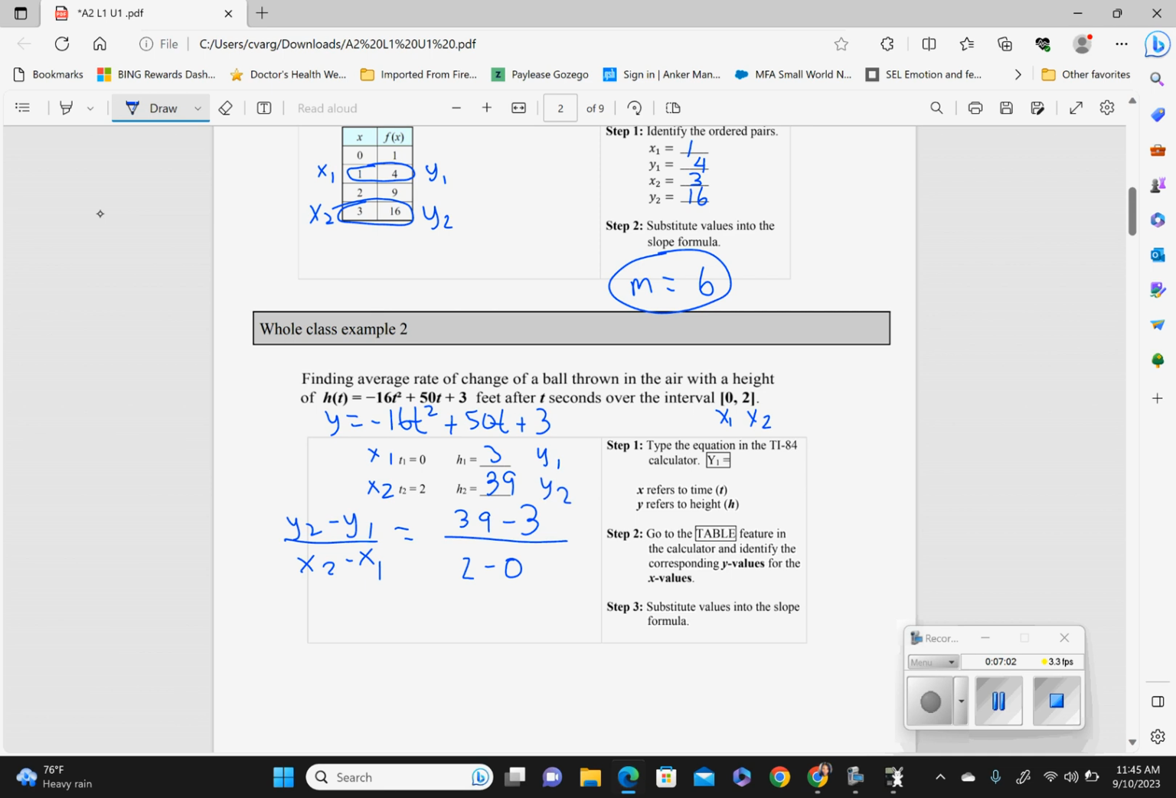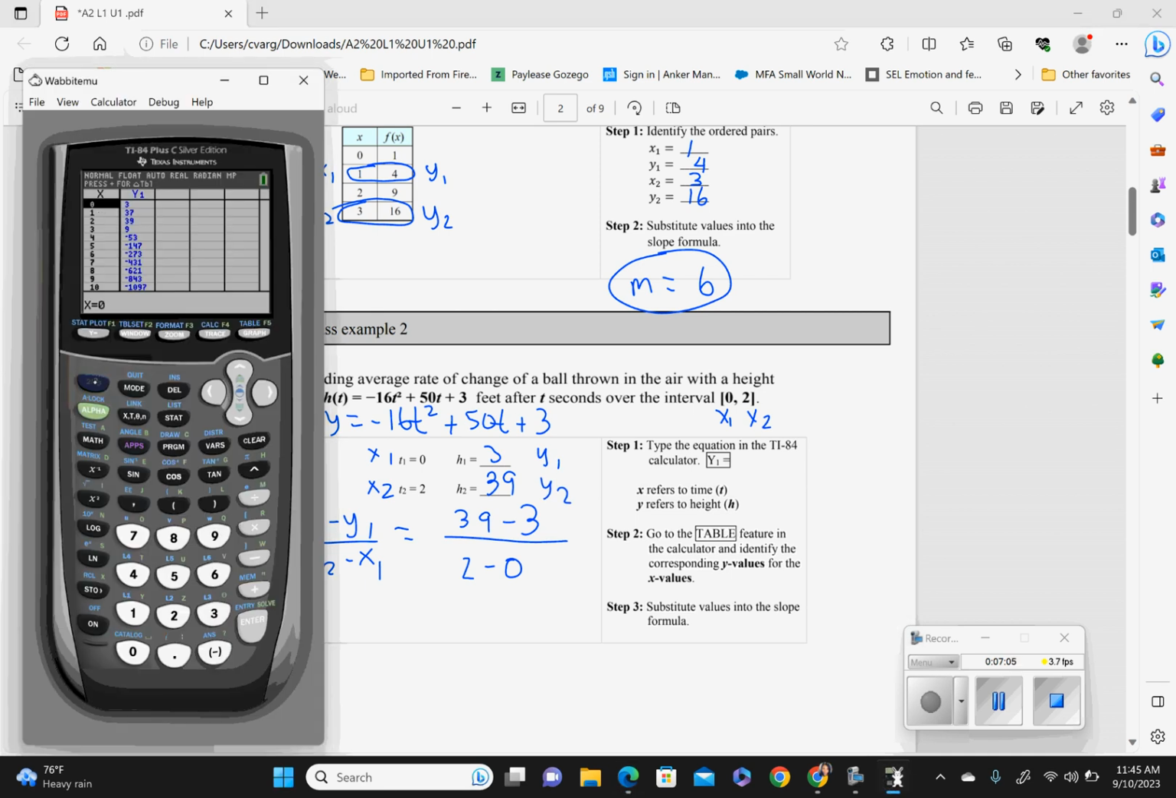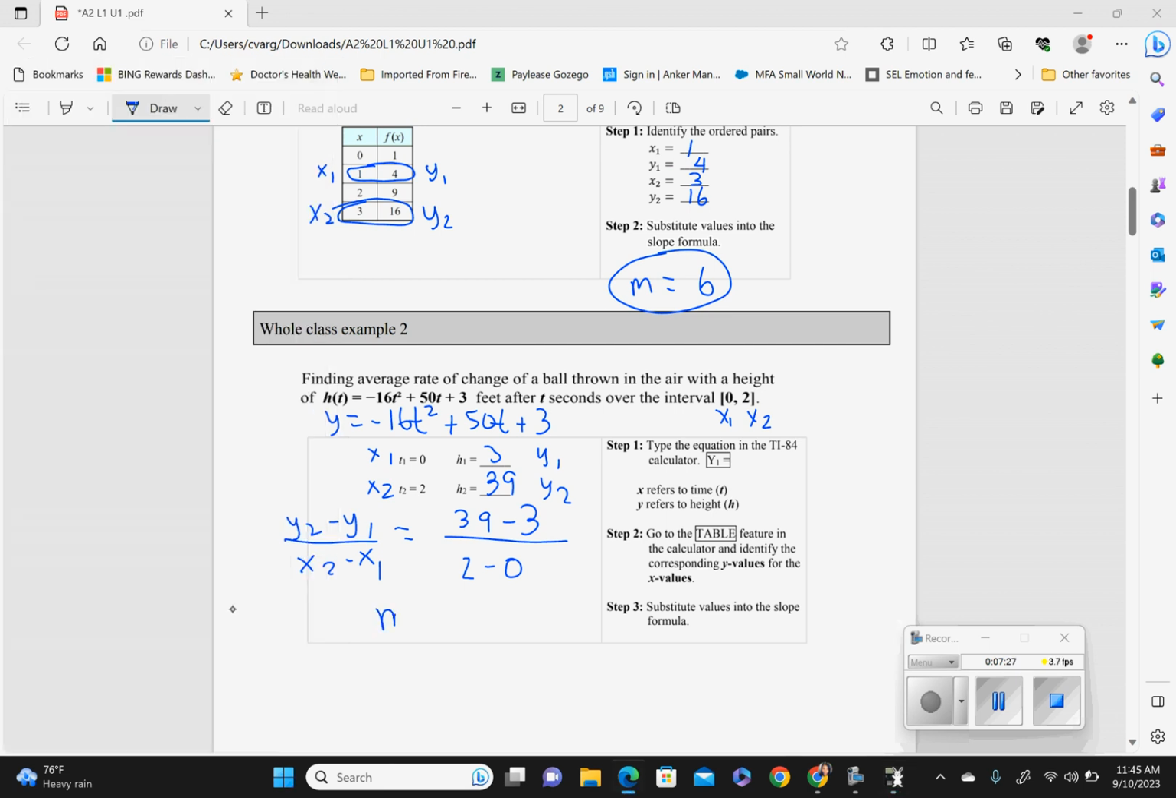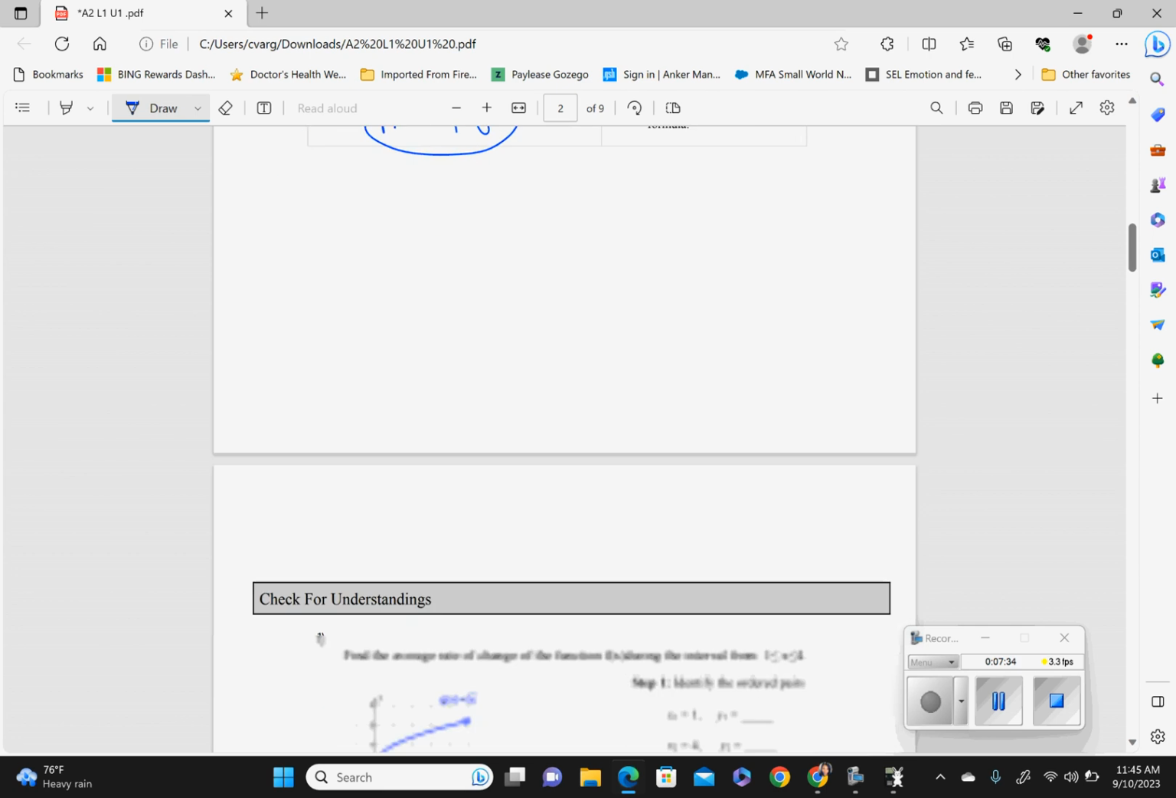And then we're going to take this lovely thing and just plug it into the calculator. So second quit to get out of this. Again, to get a fraction, alpha y equals option number 1. And we're going to type this in. Even though we could do this in our head, 39 minus 3 on the top, and on the bottom 2 minus 0. Okay, if you just want to put 2 there, that's fine. And then we get our final answer: m is equal to 18. Good. So that's whole class example 2.